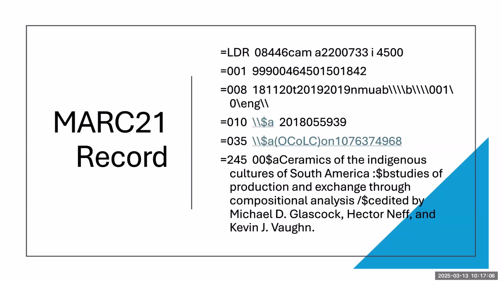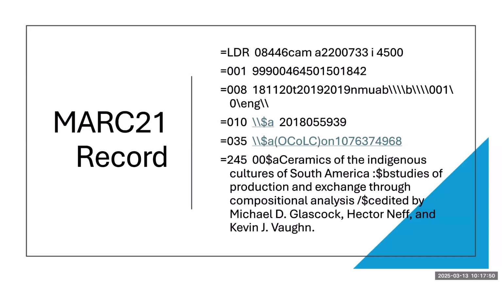So in this example, the one I think we can get our head around most easily is the 245 that represents the title field. The indicators in this case are not anything interesting, they're just zeros, but then you can see that the data within that field is separated into subfields and delimited by the $ in this case. So $A is the main title, the ceramics of the indigenous cultures of South America. And then $B is the remainder of the title, usually the subtitle. And $C is usually the statement of responsibility, usually the editors, the authors, that kind of thing.